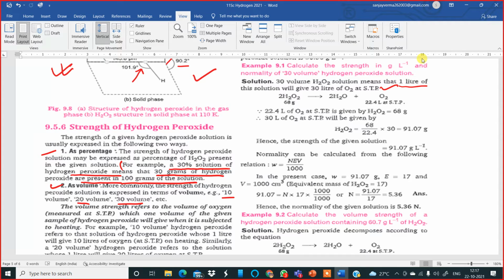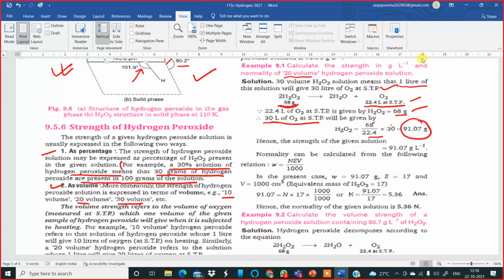Now we know the gram molecular mass of hydrogen peroxide is 68 grams. So 68 grams of hydrogen peroxide gives 22.4 liters of oxygen at STP. So I write a sentence: 22.4 liters of oxygen at STP is given by 68 grams of hydrogen peroxide. Therefore, 30 liters, they are saying 30 volume, therefore 30 liters of oxygen will be given by 30 into 68 divided by 22.4, which will give me 91.07 grams.